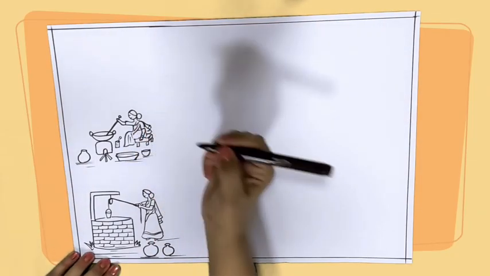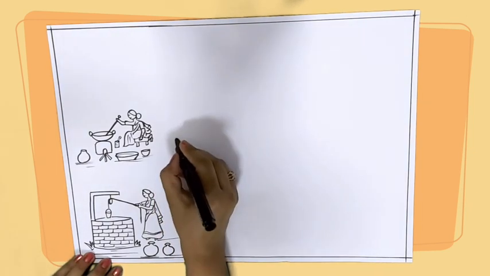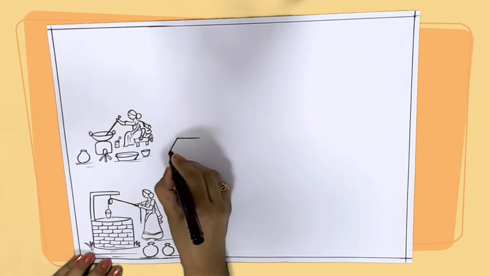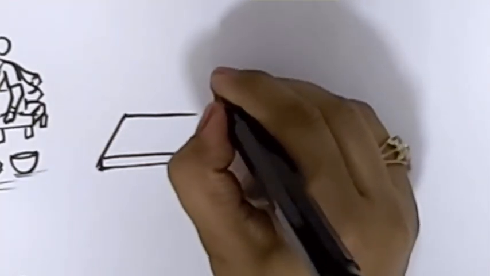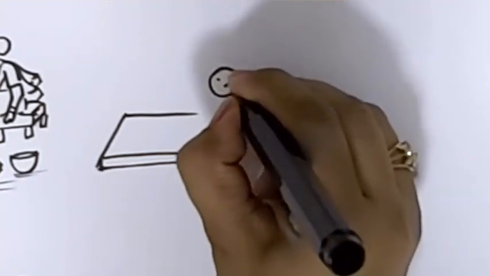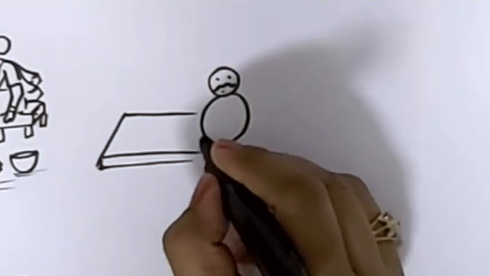So our second activity is also done. Now I'll be making my next object, which would be like an old man sitting on a cot. So usually people use cots to sit or sleep. That is what I'm showing here.